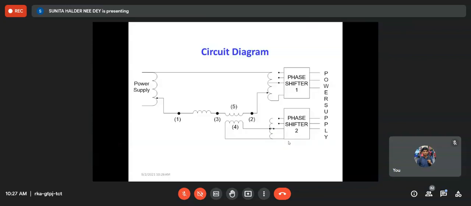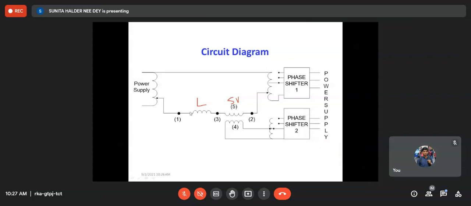So let us come back to the circuit diagram. Obviously this is the line and this is the series voltage injection, right? Some terminals are marked as 1, 2, 3 and 4. If it is series voltage injection, then 4 is the primary side of that transformer and 5 is the secondary side of that transformer. That means 4 is injecting power to 5, right?